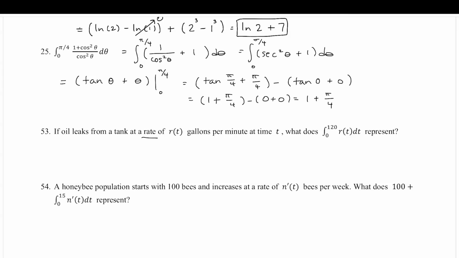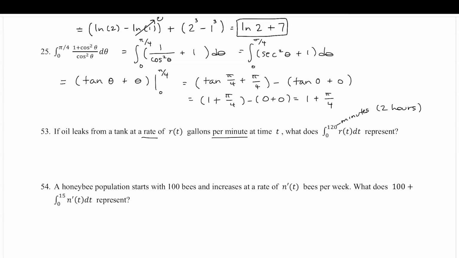So if oil is leaking from a tank at a rate of R of t gallons per minute at time t, so this is a rate, notice the per minute, then the integral from 0 to 120 of R of t dt, what does that actually stand for? So first of all, this 120 is in minutes because t is in minutes. So the 0 and the 120 are t values, and so 120 minutes is the same as 2 hours.